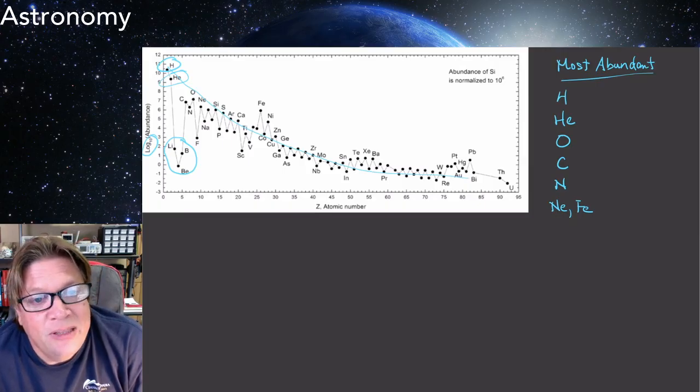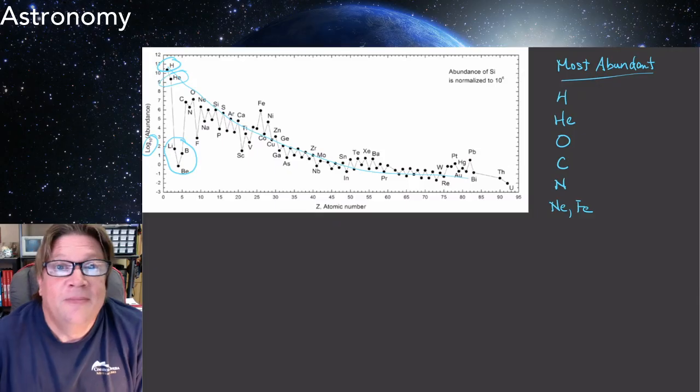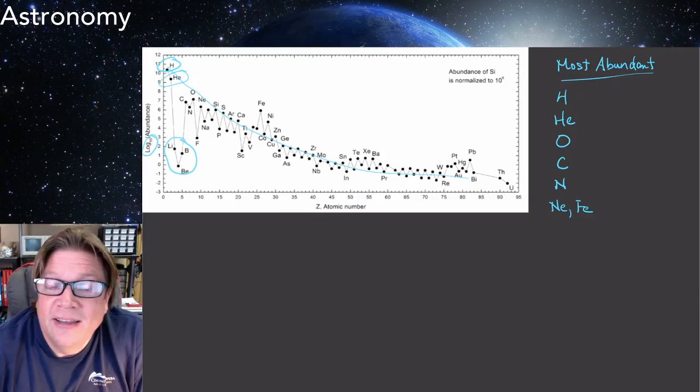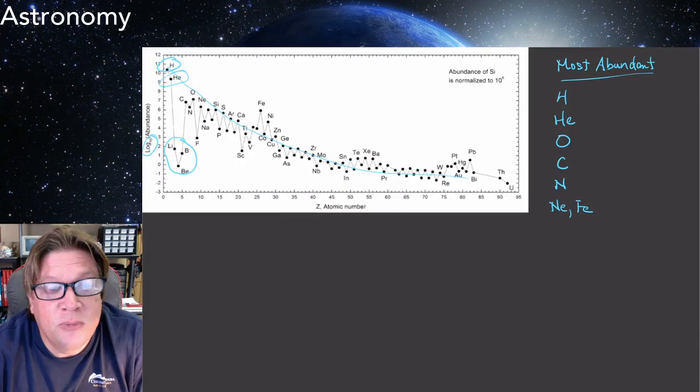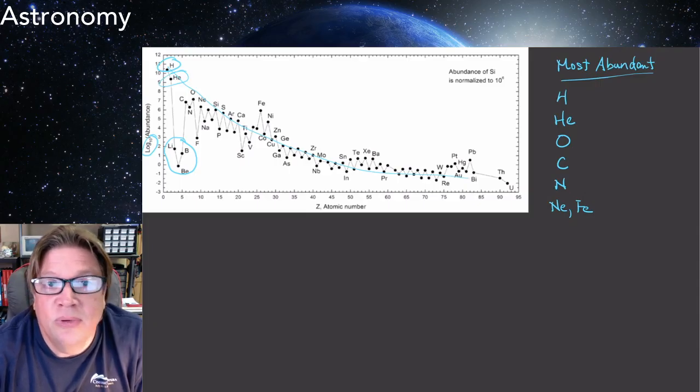Why is that? Why are lithium elements 3, 4, and 5 not very abundant? Well, we know the answer to that. Remember last time, why that would be is because stars can't make them. Remember how small star fusion works. You go right from helium to carbon. You have to combine 3 heliums to make a carbon. So stars completely skip over that. Stars don't make lithium, beryllium, and boron.